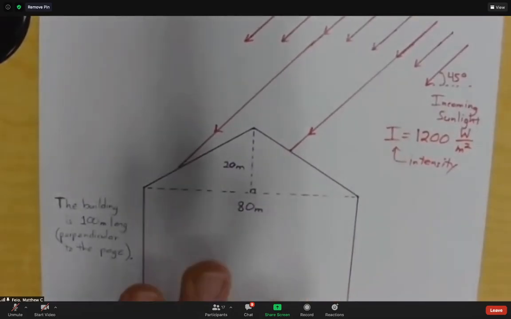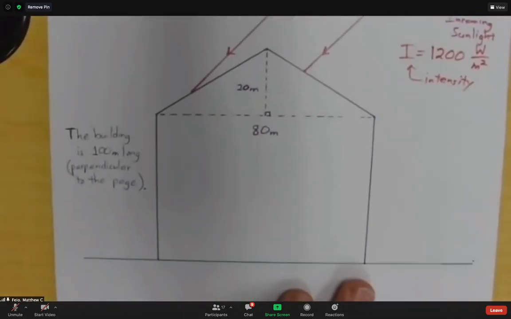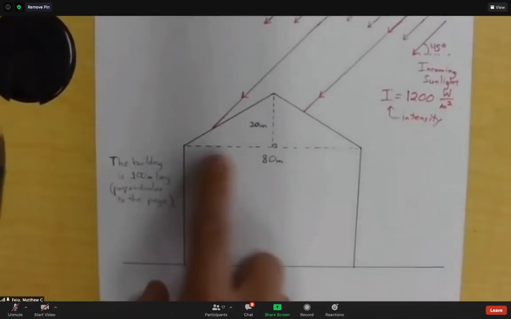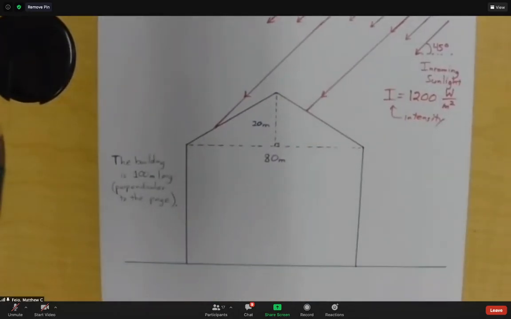And then what was this supposed to represent? This is like we're looking at the end of a long building. The building points into the page, 100 meters into the page, and then the roof has these dimensions. It's 80 meters wide, but it's angled, and the peak is 20 meters above the corners.